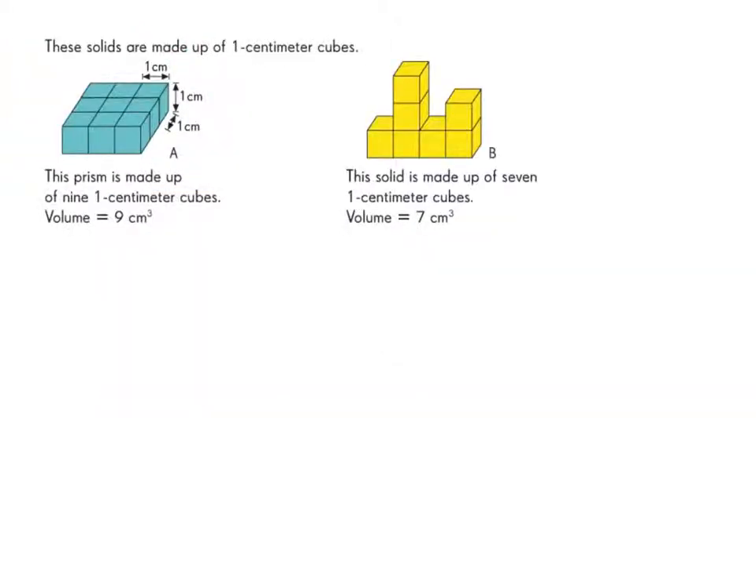Let's compare volumes of solids. These two solids are each made up of 1 centimeter cubes. The blue-green solid is made up of 9 unit cubes, and therefore its volume is 9 centimeters cubed. The yellow solid is made up of 7 1-centimeter cubes, and thus has a volume of 7 centimeters cubed. Now we simply compare. The volume of figure A is greater than the volume of figure B.